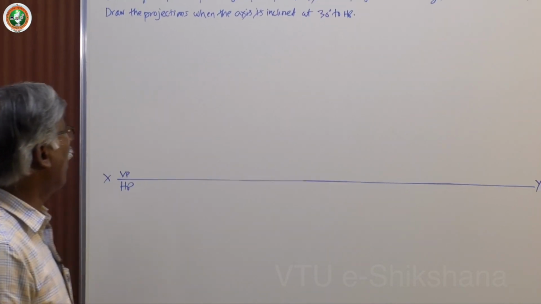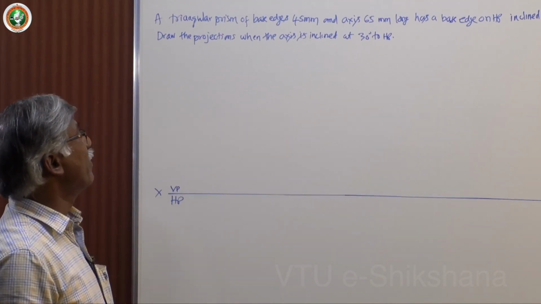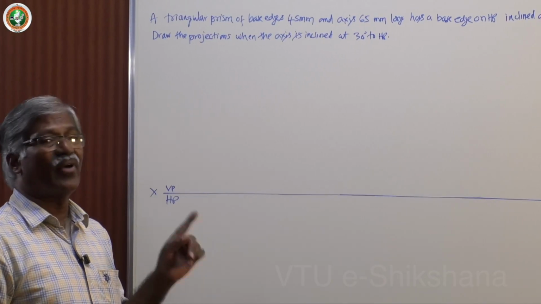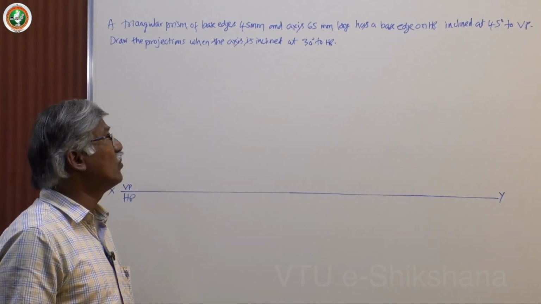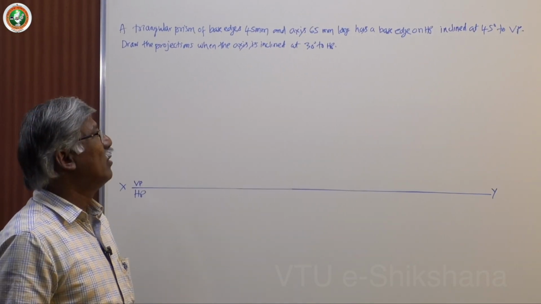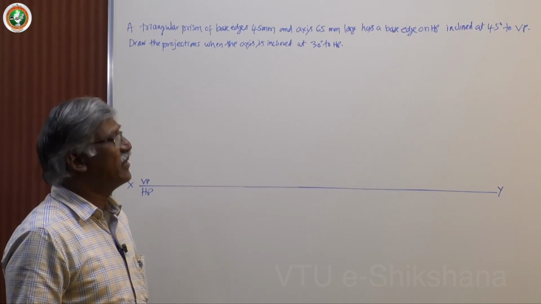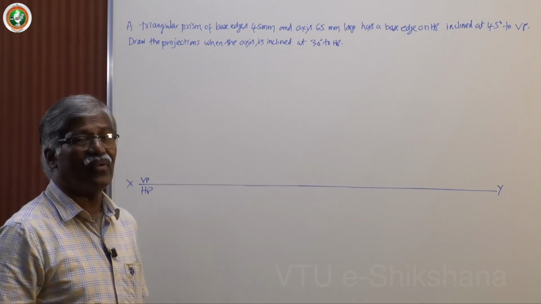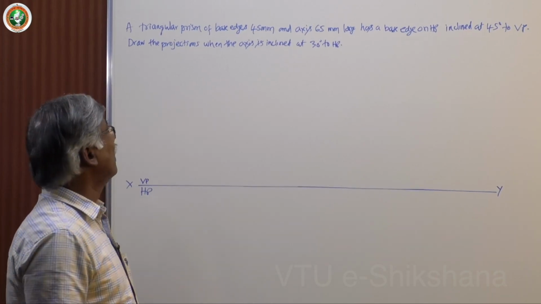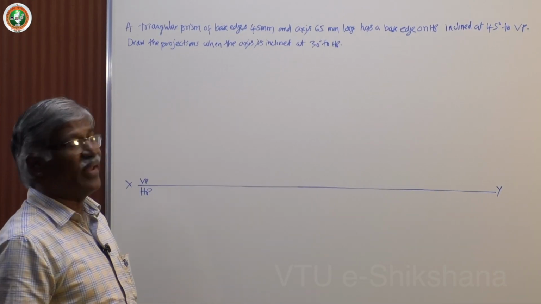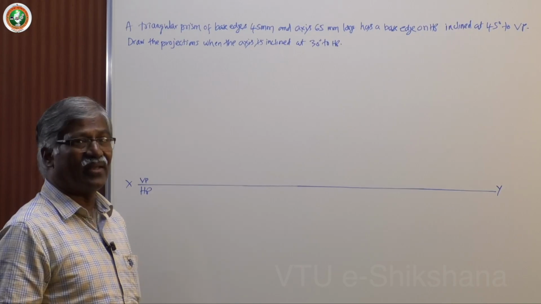Now let me take up a problem on a triangular prism of base sides 35 mm and height equal to 65 mm long. That is, height or axis, same thing, axis 65 mm long, has a base edge on HP inclined at 45 degree to VP. Draw the projections when the axis is inclined at 30 degree to HP.